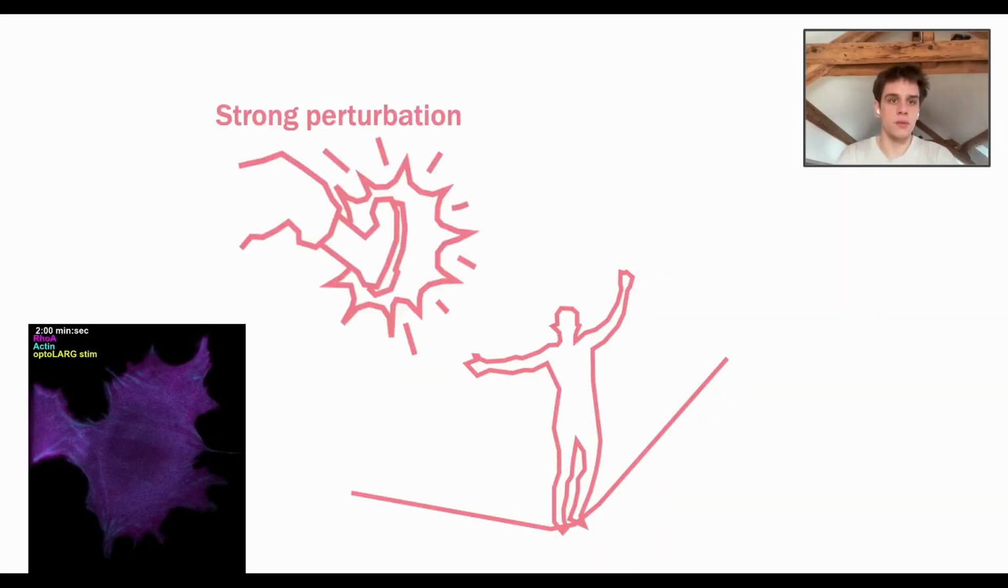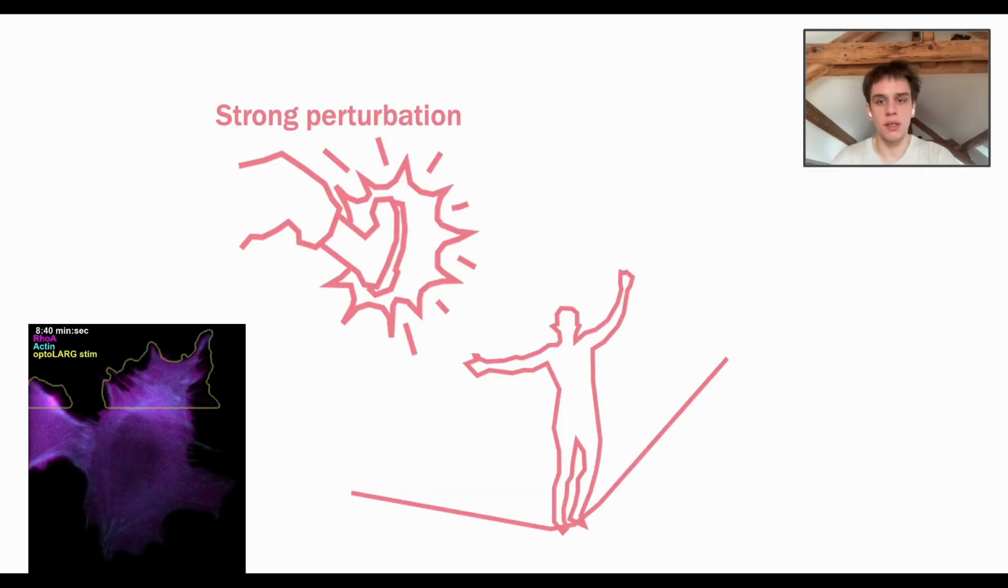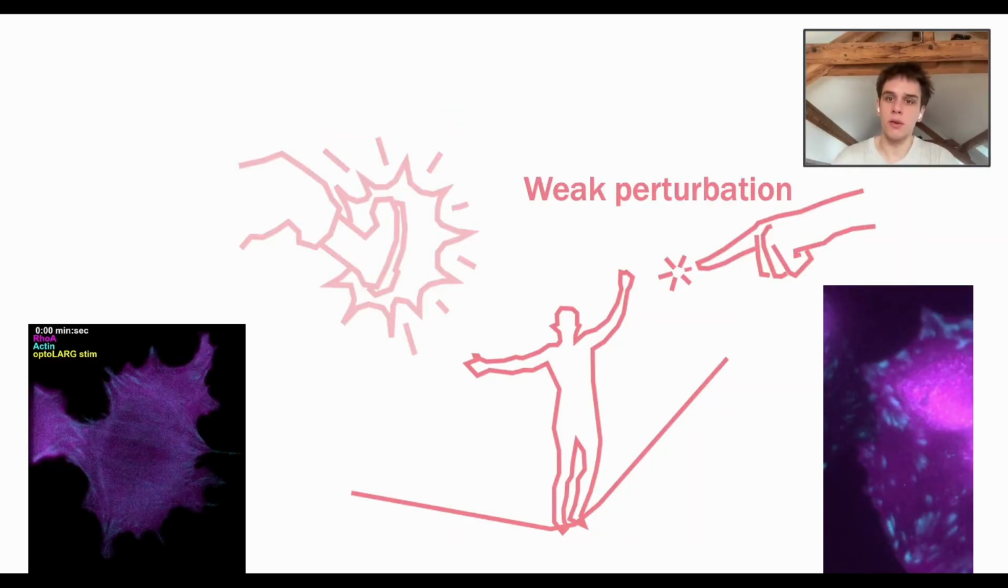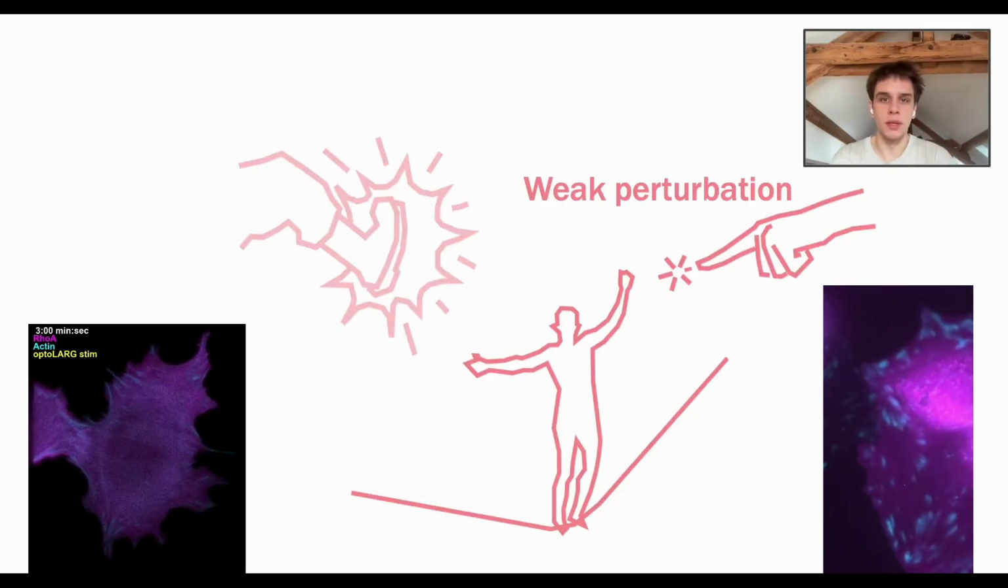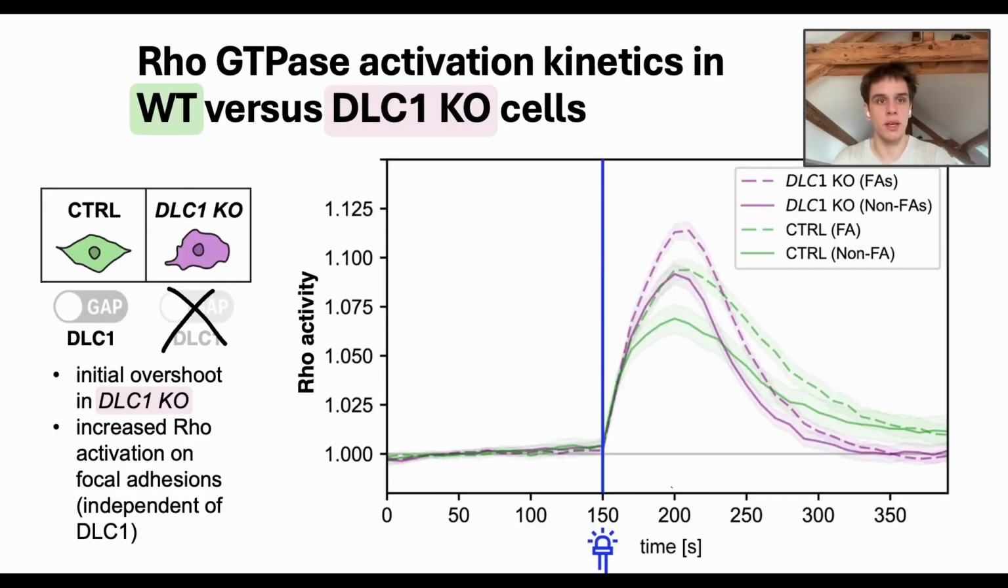What we did first is we did very strong perturbations where we do a lot of contractility in the cell, and we didn't really see a difference between cells that have DLC and cells that don't have DLC, so we did knockout cell lines. But when we started to see differences was when we did these very fine-tuned weak perturbations where we really just nudge the cell out of equilibrium and then saw how it falls back into equilibrium. And this was really only possible because we had this automated way of doing it, and we could screen hundreds of cells and thousands of stimulation regions in a completely automated way.